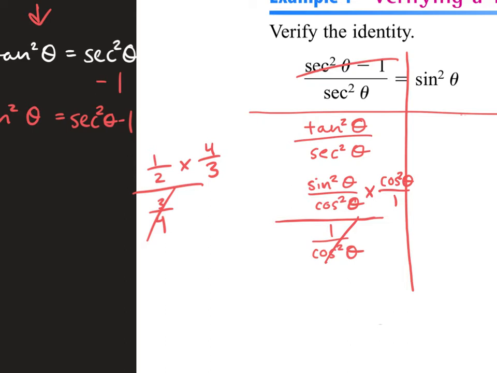Do you notice anything about what we have now? We have sine squared theta over cosine squared theta times cosine squared theta over 1. Now you can just cross them out, right? Awesome. We have a cosine squared on the top and a cosine squared on the bottom, so they cancel. We have one on the top, one on the bottom, they cancel. So then what are we left with?